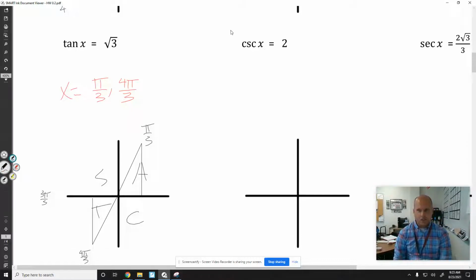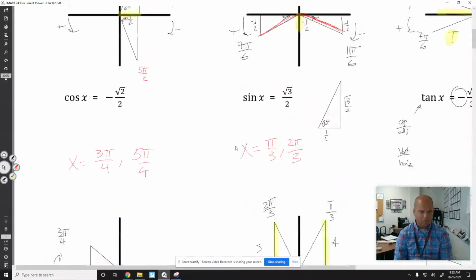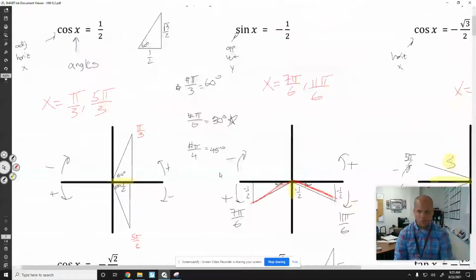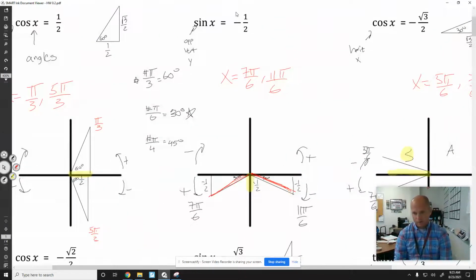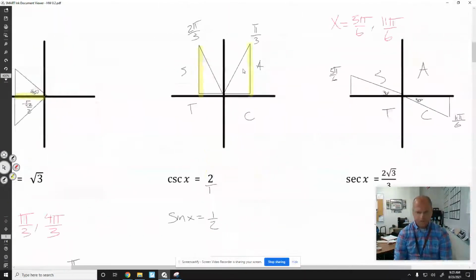Whenever we deal with a reciprocal function, cosecant, secant, or cotangent, I always like to just flip it. If cosecant's 2, or 2 over 1, its reciprocal function, sine, must be a half. I feel like we already did this one. We did sine negative a half. Negative half is here at the pi over 6's. Now we just need sine to be positive a half.